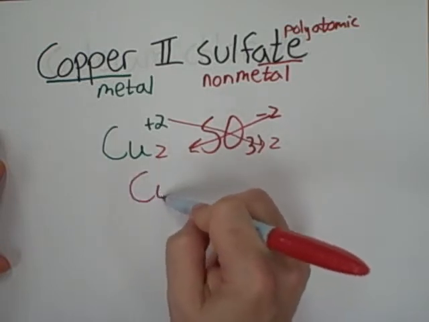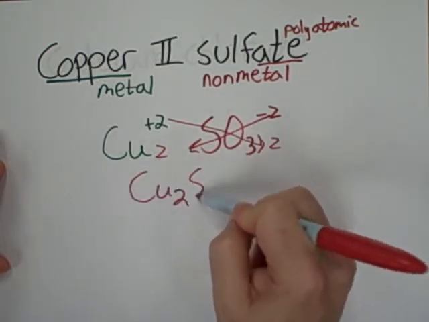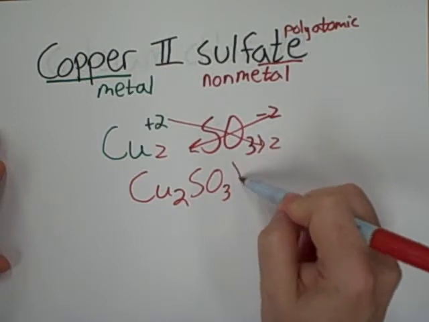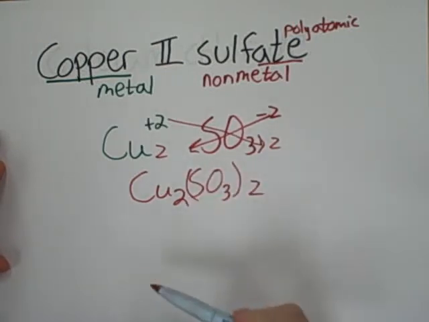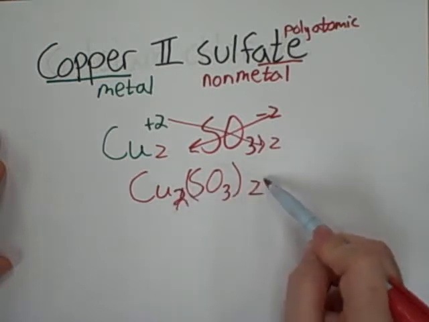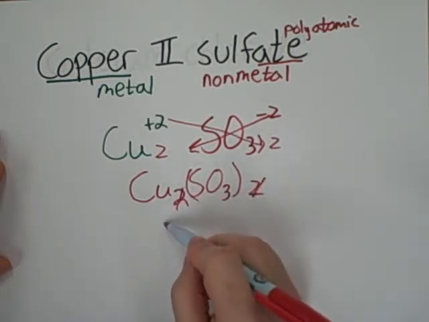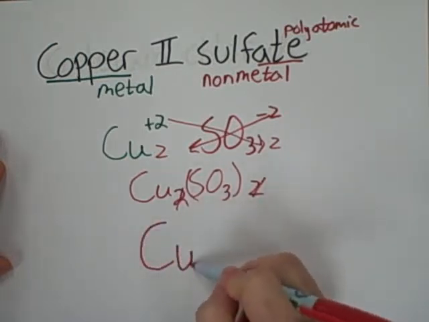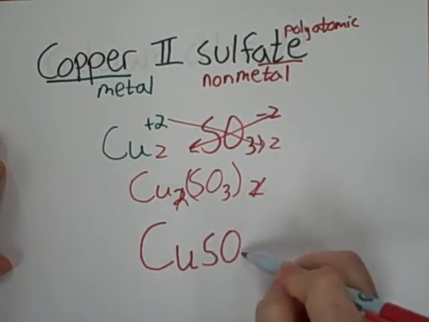We get Cu2SO3 2, and then since they both have 2's, they're going to cancel each other out because we must reduce them. So copper sulfate is CuSO3.